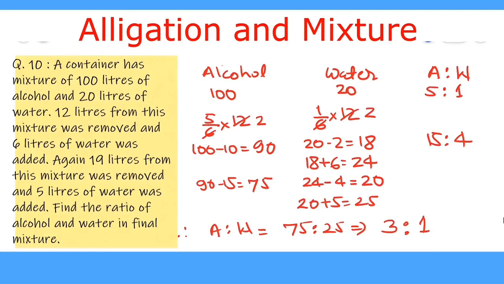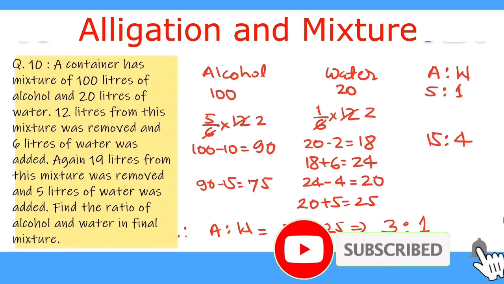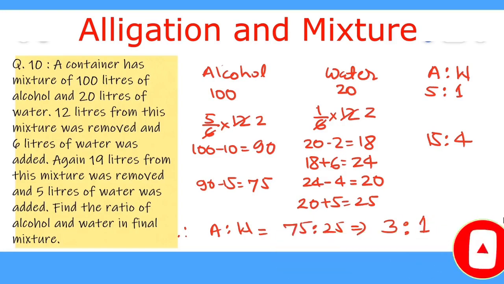In parts 3, 4 and 5, we have solved 10 questions covering all types of questions of removed and replaced in the alligation and mixture topic.